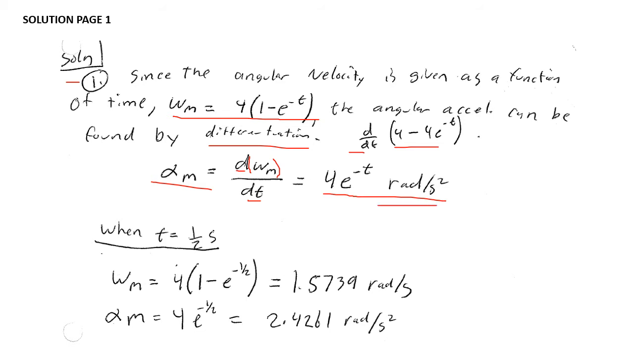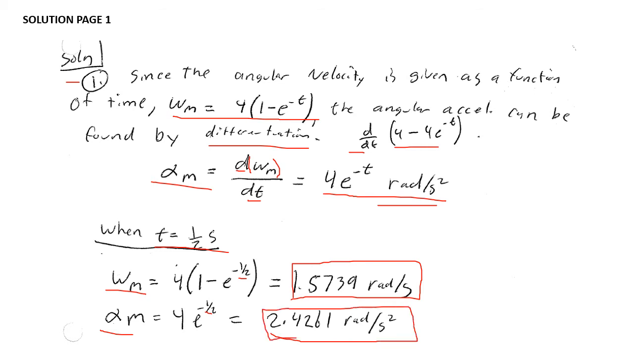Well, we know that our time is equal to a half second, so we can plug in our time to both our omega m and our alpha sub m here. So we plug that in for our time value here of half a second. So we end up with omega m is equal to 4 times 1 minus e to the negative 1/2, or 1.5739 radians per second for my omega m. And my alpha m is 4 times e to the negative 1/2, or alpha m is equal to 2.4261 radians per second squared.